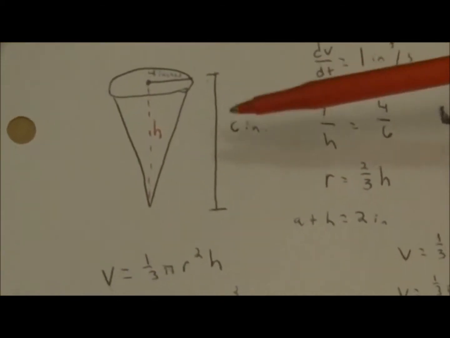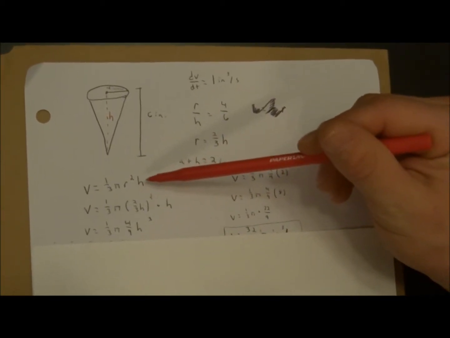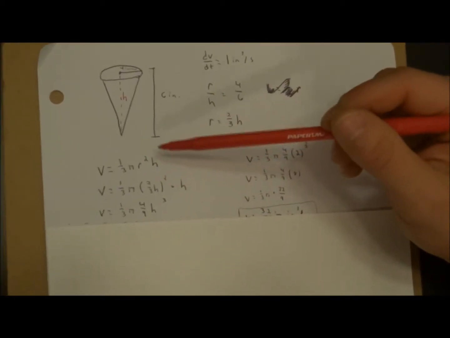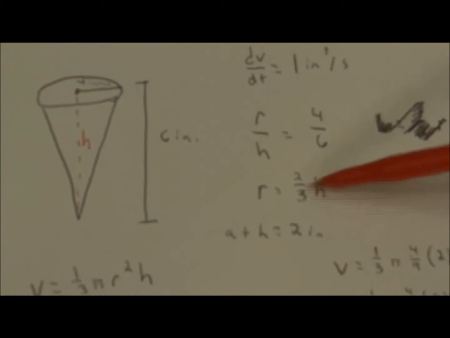Starting with the formula for the volume of a cone, which is V equals 1/3 pi r squared h. r is equal to 2/3 h, because h is equal to 6 inches when r is equal to 4 inches. By plugging h into r in this equation, this simplifies to V equals 1/3 pi times 4/9 h cubed.